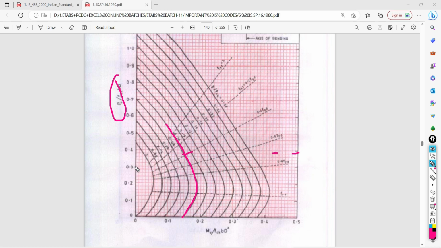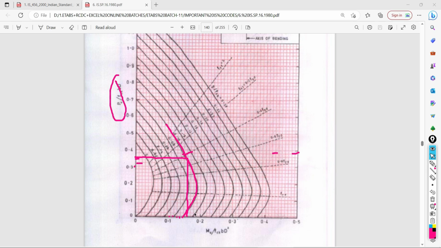So 0.3 is this one and 0.35. So it is 2, 4 and 5 something here. So we have to project this line over this curve, and then this curve you have to project here. So this value comes out to be 0.11, 0.12, 0.13, 0.14 and 0.15. So in between 0.14 and 0.15 you can take the value.